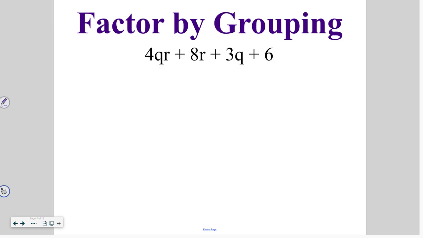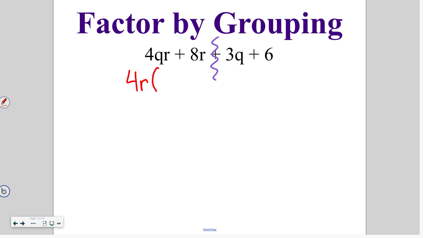So in this situation, I have 4 terms, 1, 2, 3, and 4. In order to factor by grouping, we need to split them into 2 pairs. So we're looking at 2 separate distributive property factorings. For the first one, I've got 4QR and 8R. So in terms of the numbers, I can pull out a 4. 4 is the biggest number I can divide both by. And looking at the letters, I can pull out an R.